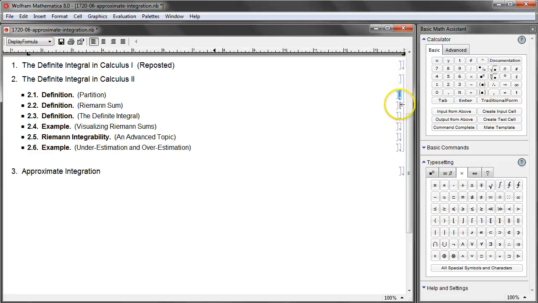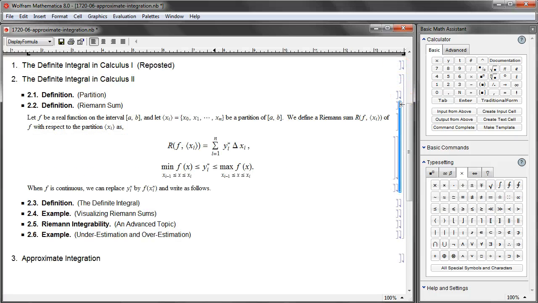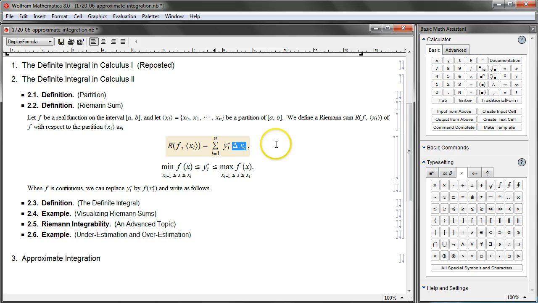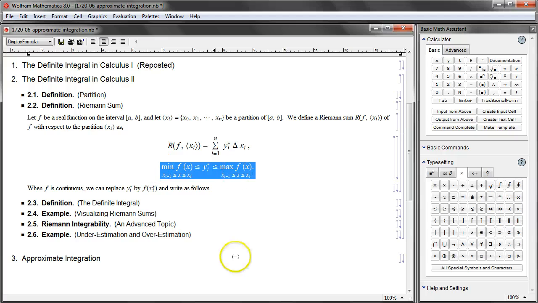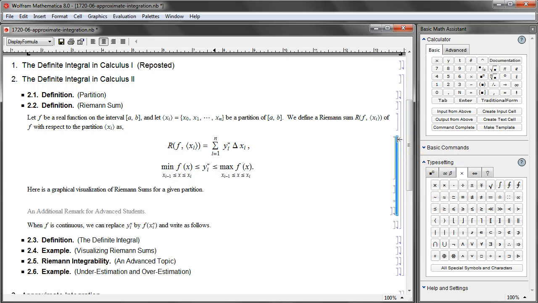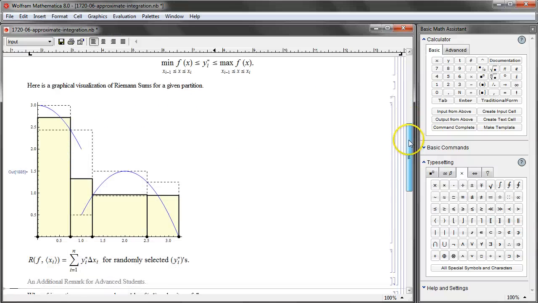Now, for each partition, we can define a Riemann sum kind of like this. Delta xi is the size of each subinterval, and for each subinterval, we multiply by a representative y-coordinate value, yi star, selected arbitrarily between the minimum and maximum value in that subinterval. Kind of visualized like this.